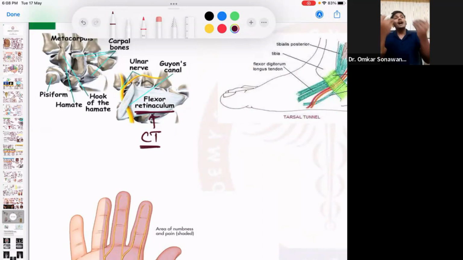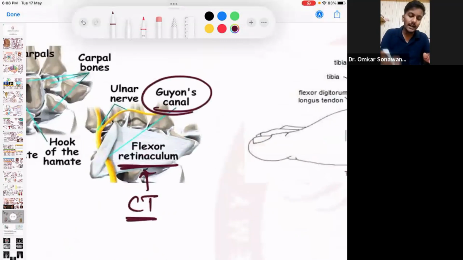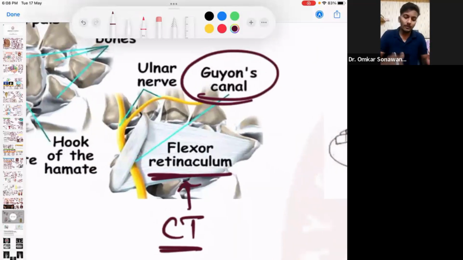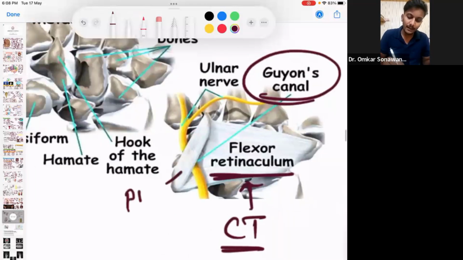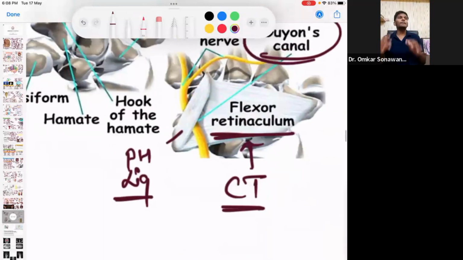The space above the flexor retinaculum is actually called the ulnar canal or the Guyon's canal. So याद रखना, beneath flexor retinaculum, carpal tunnel. Above flexor retinaculum, Guyon's canal. कोई दिक्कत नहीं है. And Guyon's canal is usually formed: the base is formed by the flexor retinaculum, whereas the roof is formed by the pisohamate ligament.